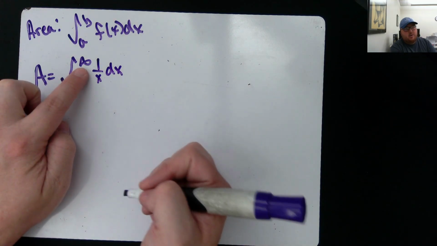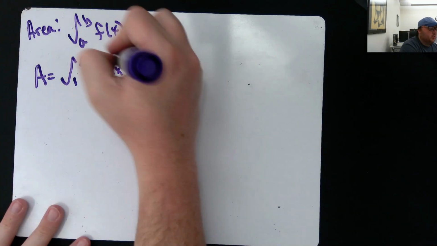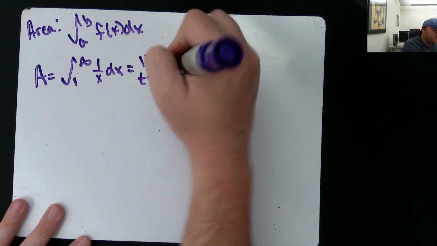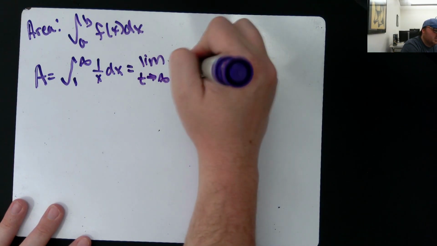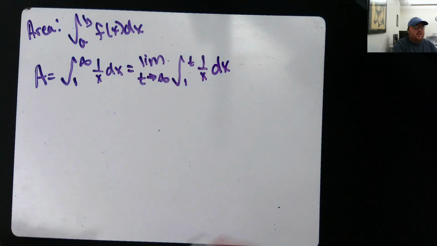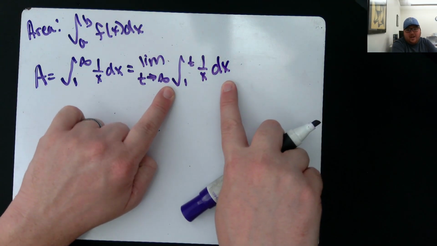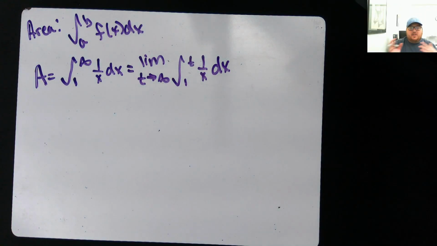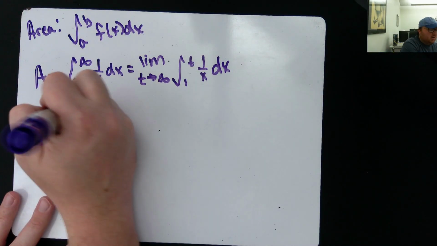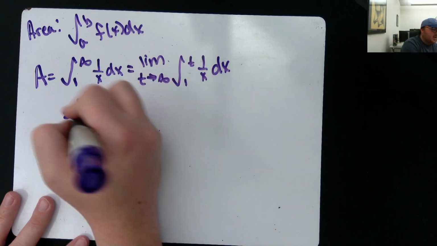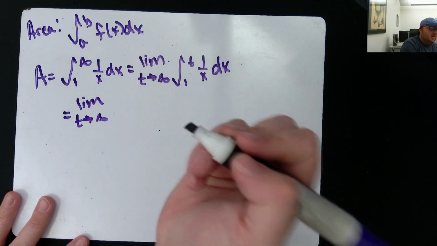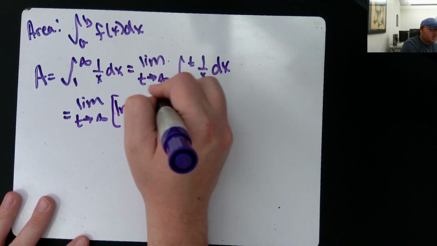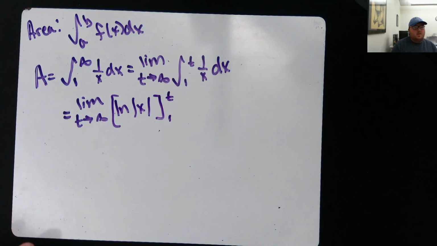So once again, this is a number I can't plug in, so I'm going to replace it with a t and do the limit as t approaches that. And that's okay because this is now something I can do. The integral of 1 over x, we've done this a few times, is the natural log. So this is the limit as t goes to infinity of the natural log of the absolute value of x going from 1 to t.